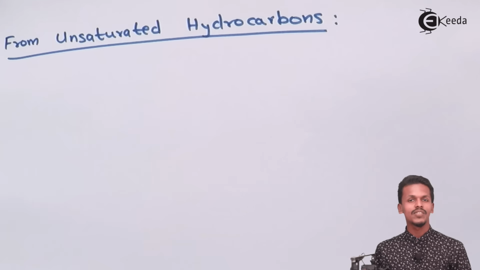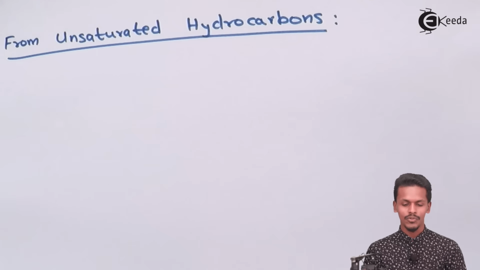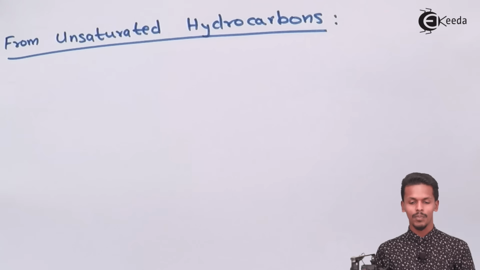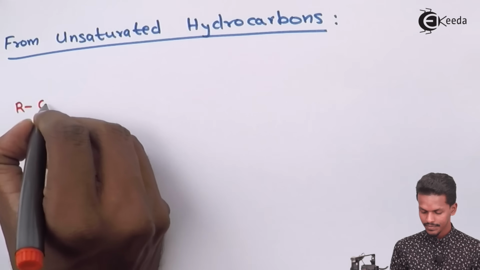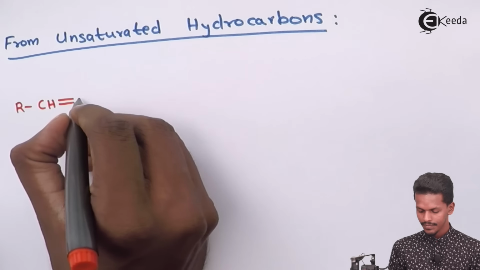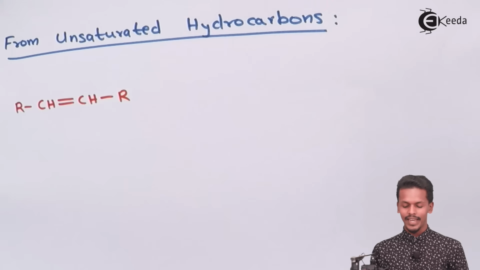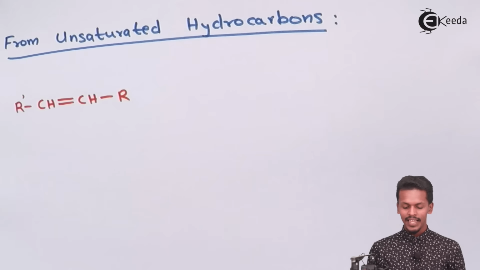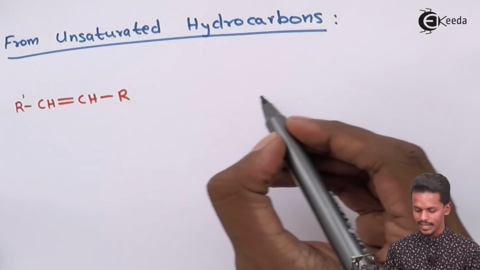Now, talking about the first one, we will prepare a saturated hydrocarbon, that is, an alkane, from an unsaturated hydrocarbon, basically known as alkene. Suppose we have an alkene, and we know that an alkene can be generalized in this form. This is the general representation of alkene, where both the R can be the same as well as different. This R is nothing but the alkyl group, which I will write over here.